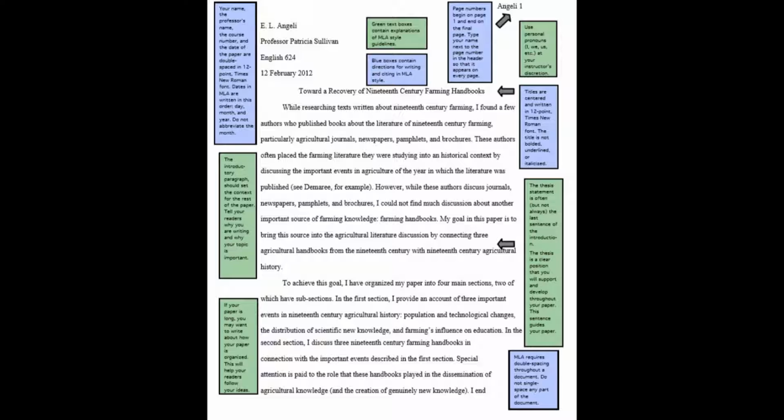So this introduction does a number of different things. 1, it tells us the topic. The topic is going to be farming handbooks. It also tells us what the purpose of the paper is going to be. That last sentence, my goal in this paper is to bring this source into the agricultural literature discussion by discussing 3 agricultural handbooks from the 19th century with 19th century agricultural history. We know by that last sentence what the paper is going to be about.